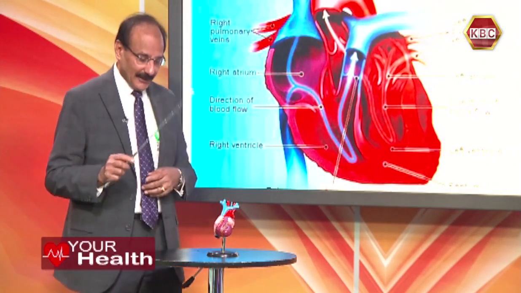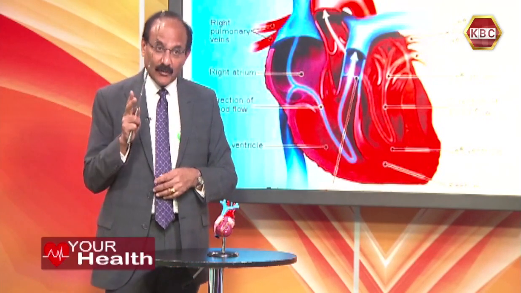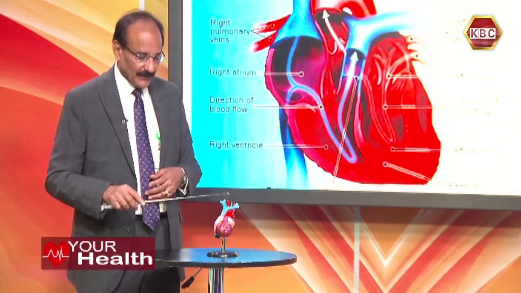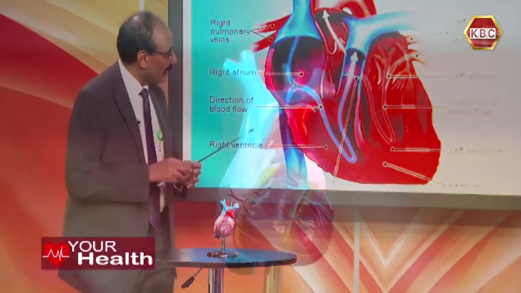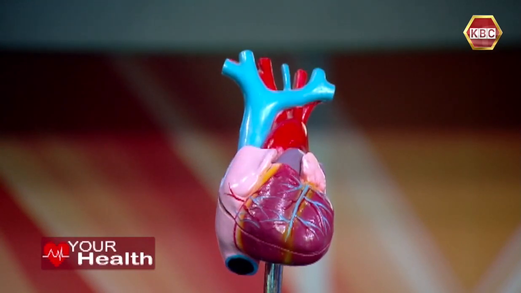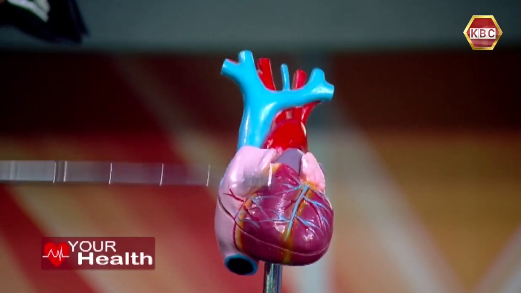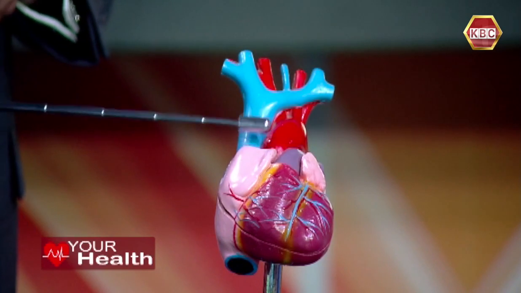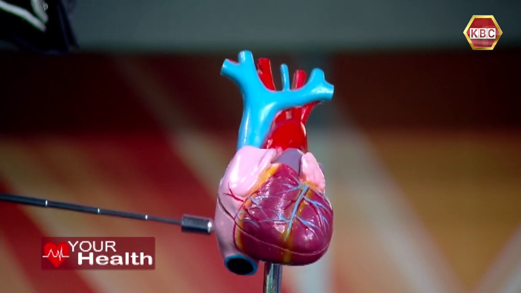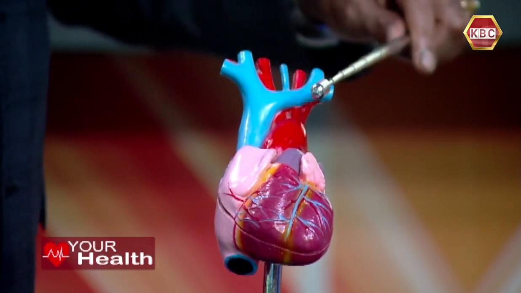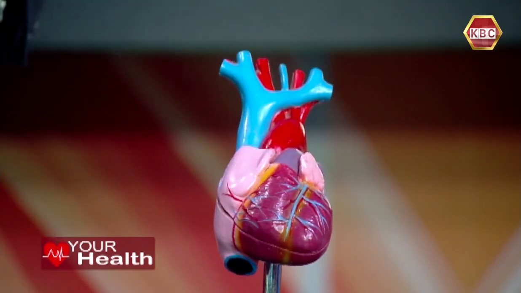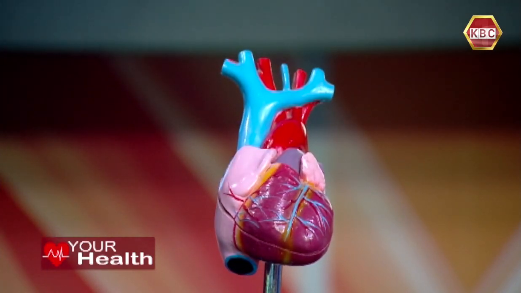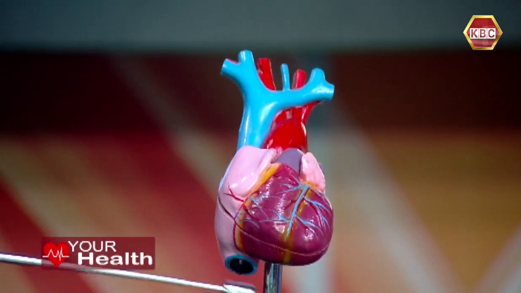That is where the coronary arteries come in. We have 2 coronary arteries, one on the right side, one on the left side. They come from this aorta, the main artery here, and they supply the muscle of the heart. The right coronary artery supplies the right side of the heart, the left supplies the left side of the heart. It is these blood vessels which supply the whole of the heart muscle.